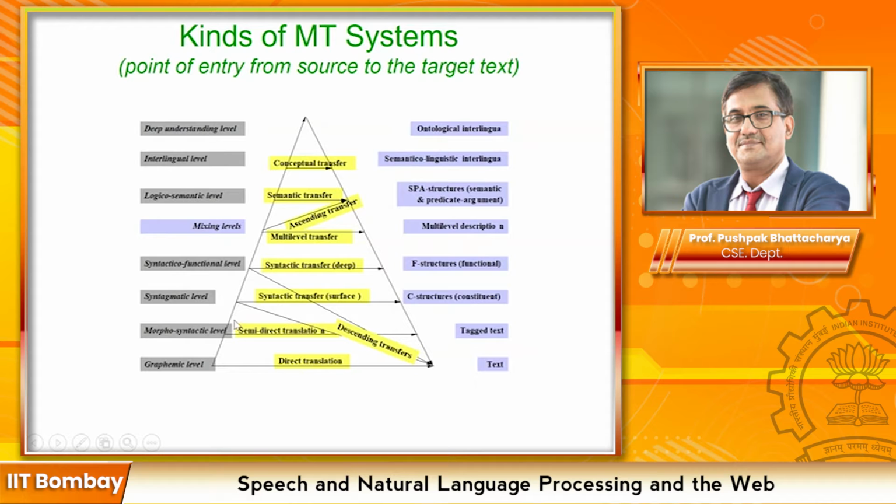Now this analysis level can be from very simple to very sophisticated, to the tip of the Vauquois triangle, where it goes to a completely disambiguated form, and that is a deep understanding level. All the words are disambiguated. All kinds of structural ambiguities have been resolved. Okay, I saw the boy with a telescope. Who has the telescope? That ambiguity is not there anymore.